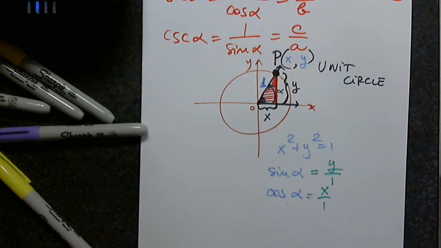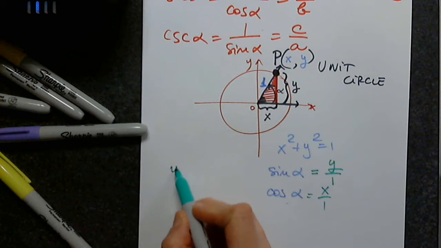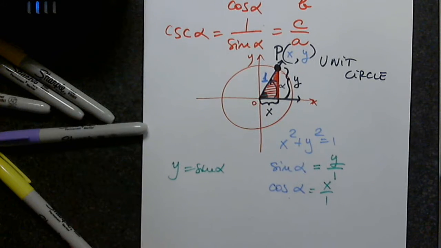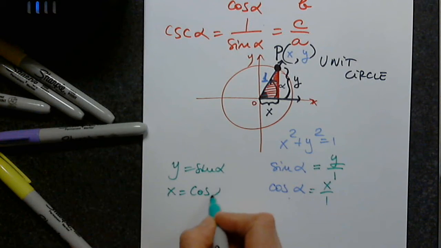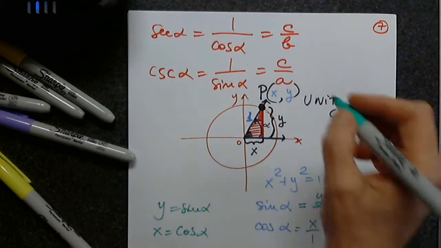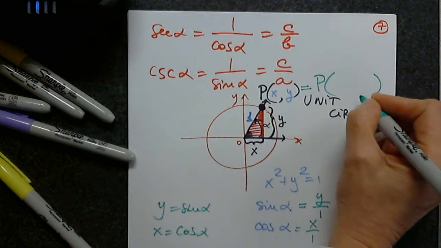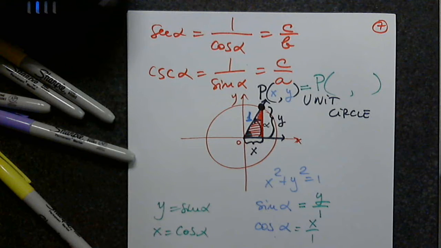Perfect. So can I say now that y is sine alpha, because y over 1 is y? Can I say that x is the same as cosine alpha, because x over 1 is x? So now I'm coming back to my unit circle, and I would like you to identify the ordered pair called P in a different way. Based on what we just did, what will you write?